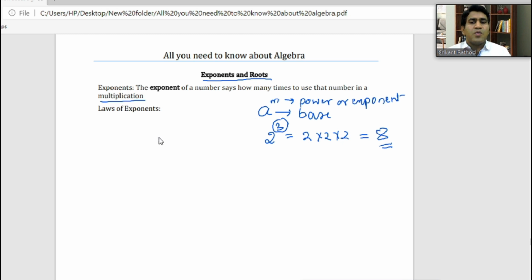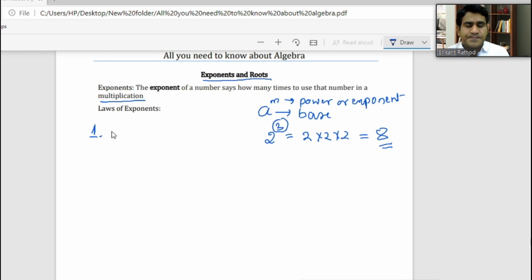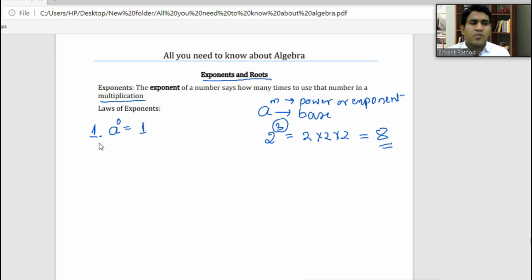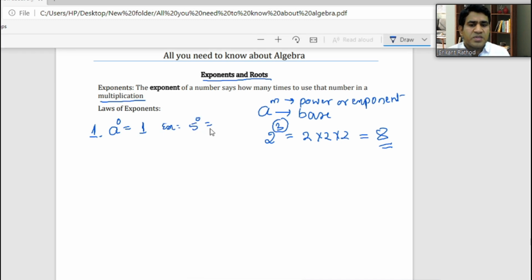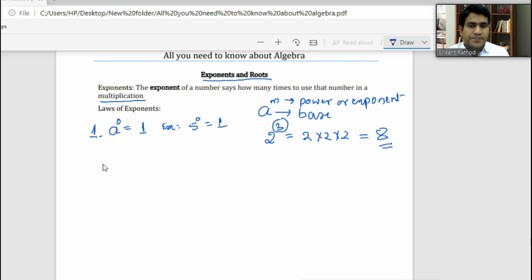So now let's see the varieties of laws or rules we need to know to solve questions related to this. The first law or rule we need to know here is any number to its power 0 is always equal to 1, no matter what that number is. It may be 100,000, 1, 2, anything. Any number to its power 0 is always equal to 1. Example, if I say 5 to the power 0, its value is going to be 1, right?